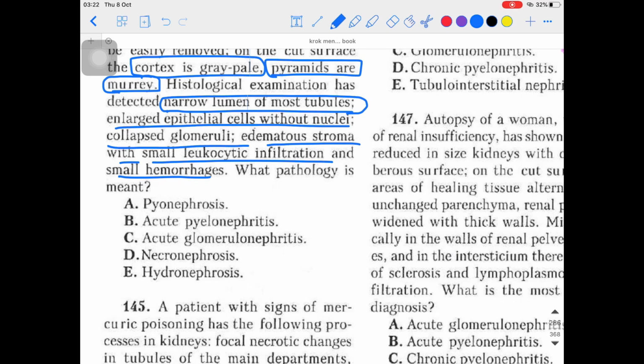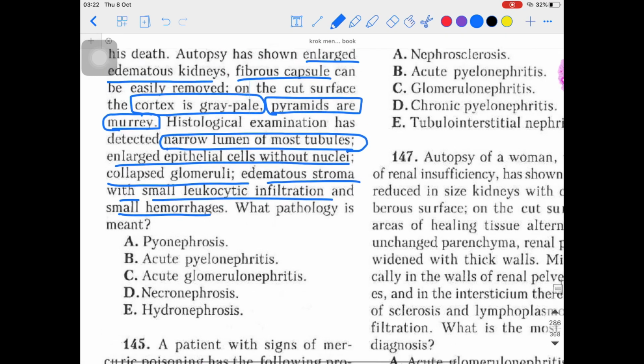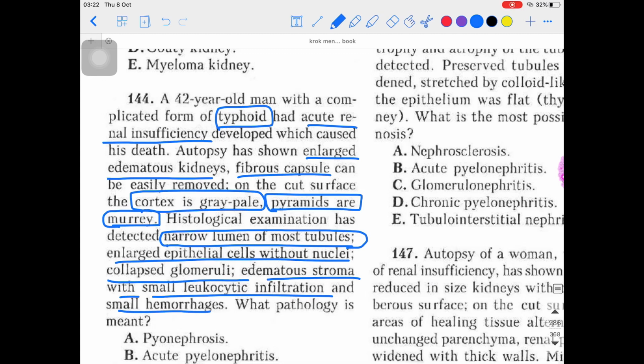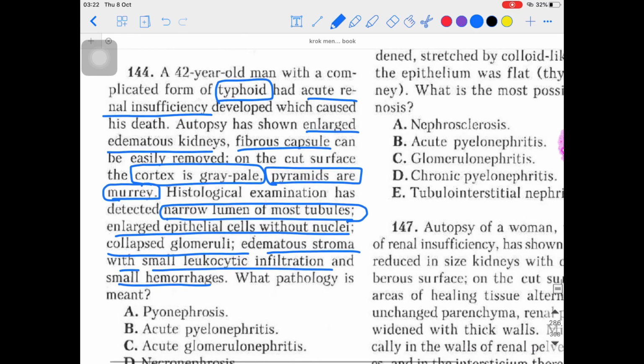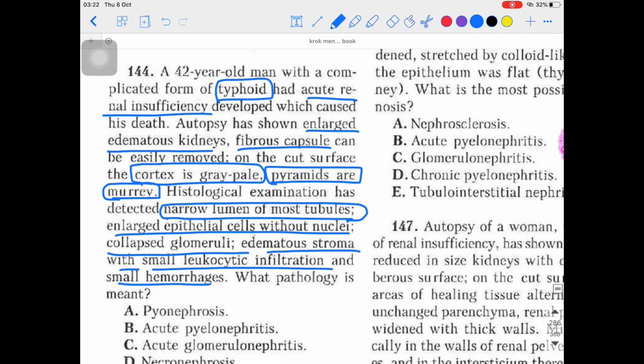What pathology is meant? Some hints you already got in this point. For example, first one, typhoid fever. I gave you two examples, mercury poisoning and some kinds of typhoid, which is very crucial. Second, they told you the kidneys will be enlarged. I told you it can be enlarged in other cases also, but the main thing is the fibrous capsule is easily removed. On the cutting surface, the cortex will be grey pale and the medulla more darker. So pyramids are murray, meaning the medulla has the darker color, and pyramids are present in the medullary region, isn't it? So the cortex is grey pale, and the pyramids have the darker color.